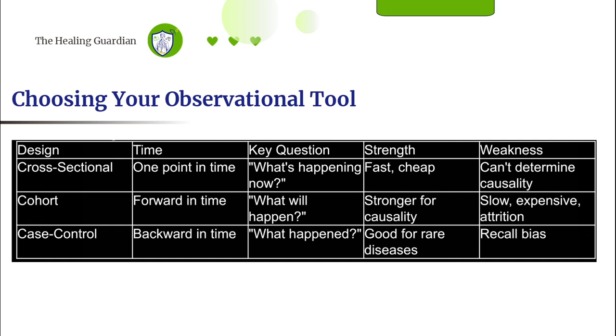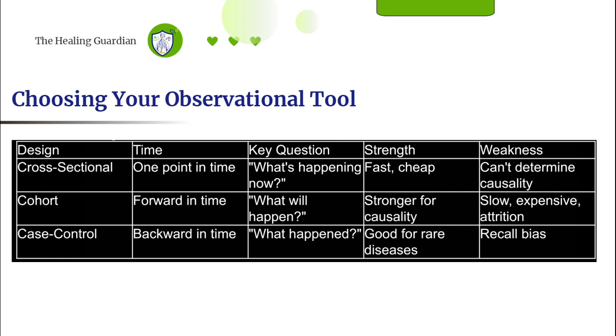Number two is what is happening now. That is in cross-sectional studies, one point in time. In cohort, what will happen, what we call incidence. In case control, what happened. So in case control, you look for the cases, people who were affected, then you assess what happened in the past.